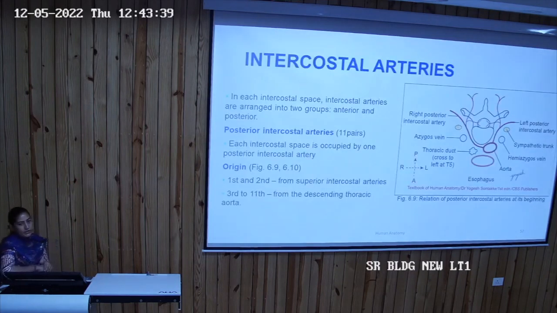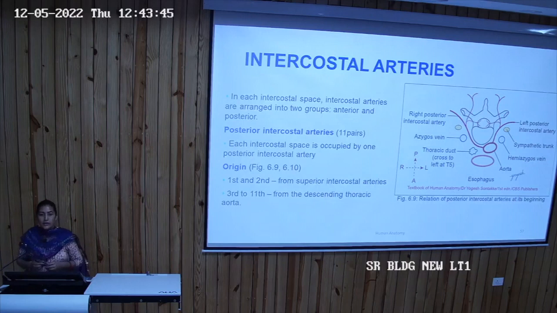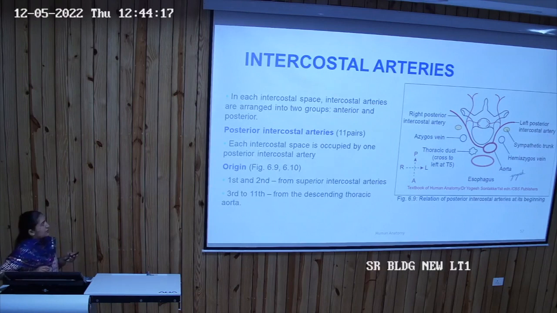Next, coming to the intercostal arteries. Now these intercostal arteries are 11 in number. Each intercostal space contains intercostal arteries. We have the anterior intercostal artery and the posterior intercostal artery running into the space. Why anterior and posterior? Because the posterior cannot extend up to the anterior thoracic wall. So the main arteries running along the parasternal region give branches, which are the anterior intercostal arteries. So into the intercostal space, the intercostal arteries are arranged in two groups, anterior and posterior.